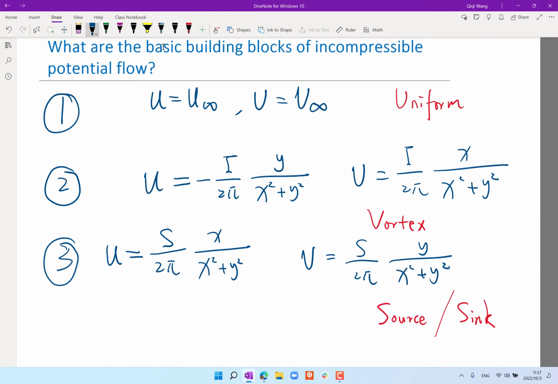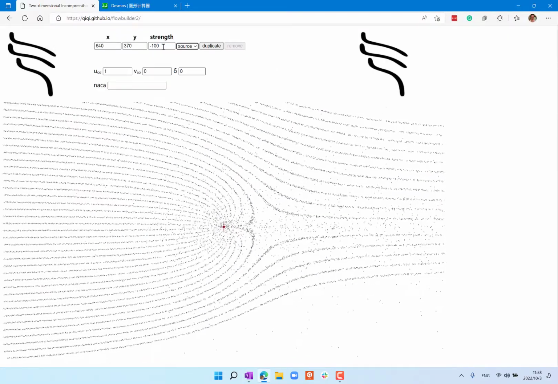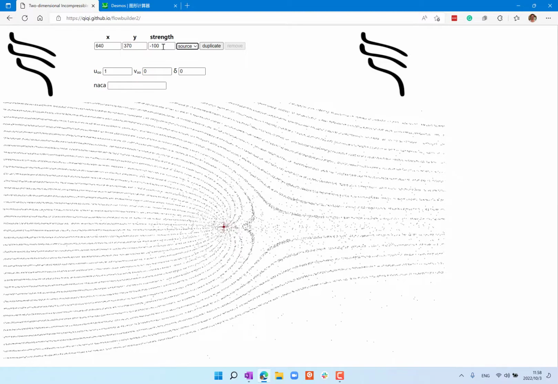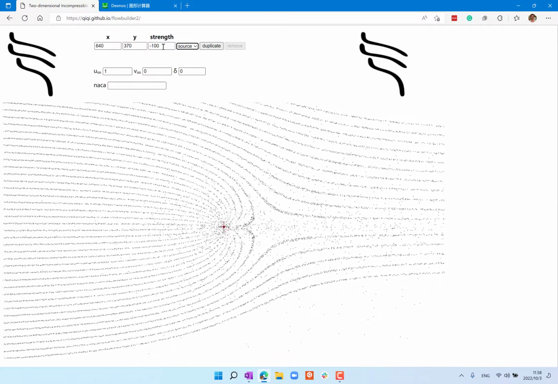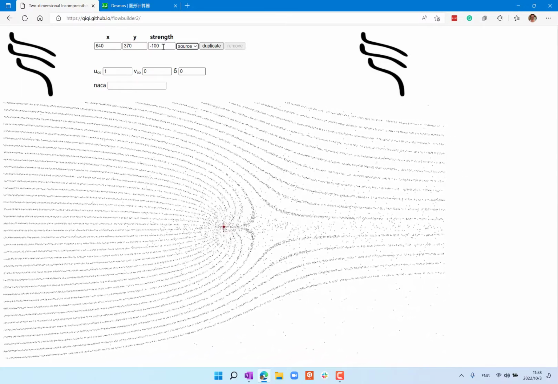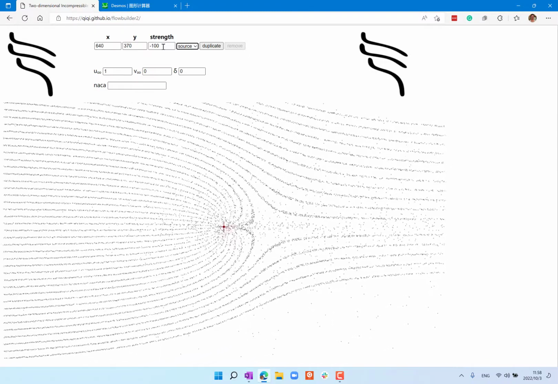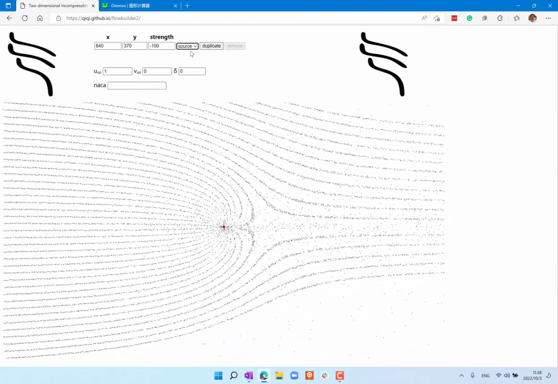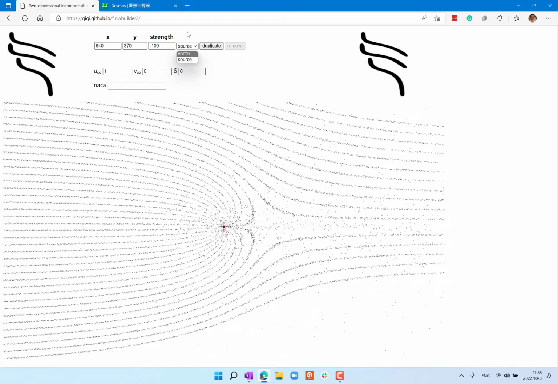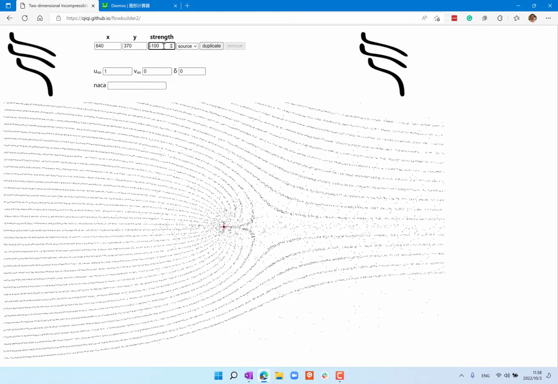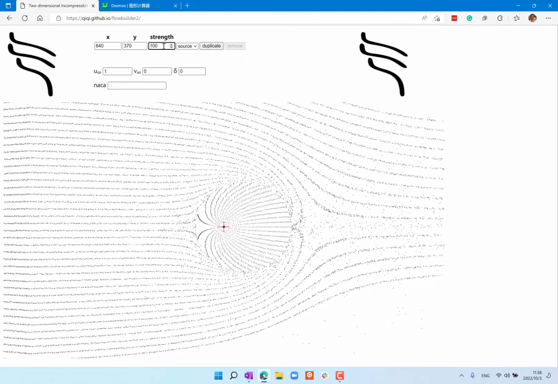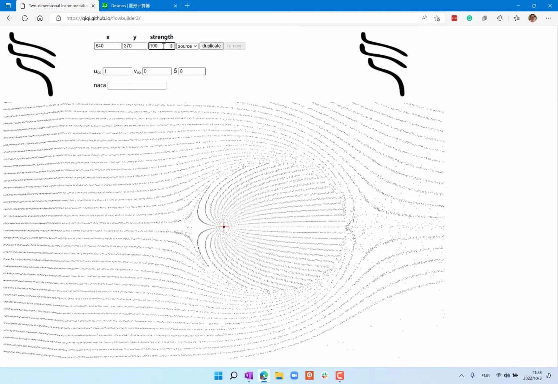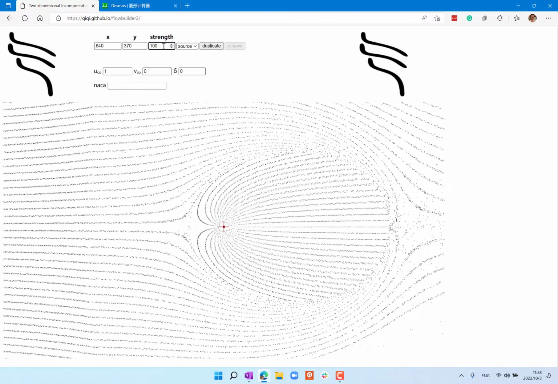Just 1 over r, right? Because there is r squared over here, but you have x and y in the numerator, so it's going to be the same as for the vortex case. The only difference is that for the vortex, the velocity it induces is a circumferential velocity, and for the source or sink, the velocity it induces is a radial velocity, right? And let me just make it positive to see what the source is like. So it just spews flow out of this singular point.